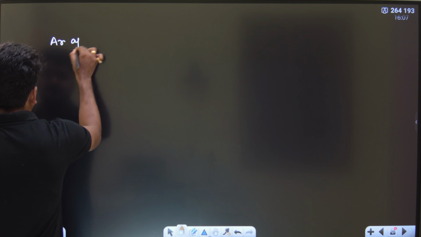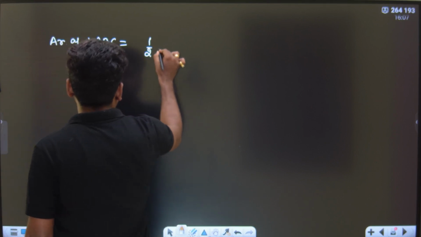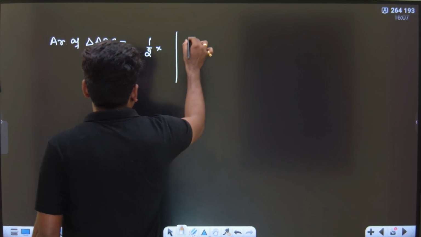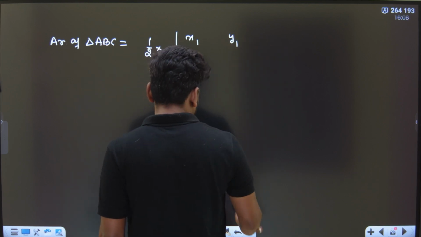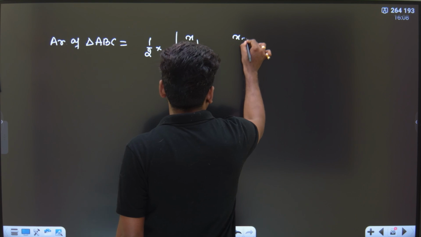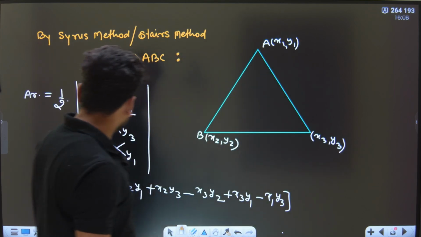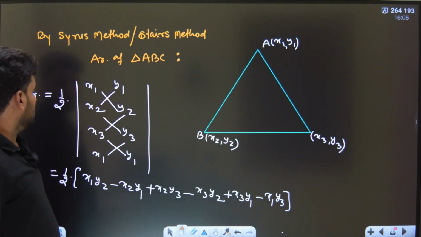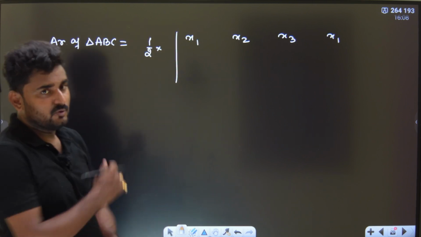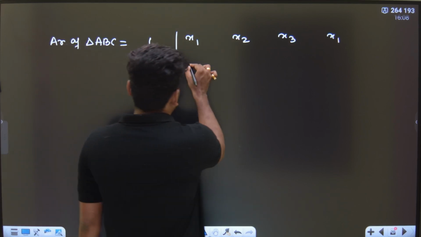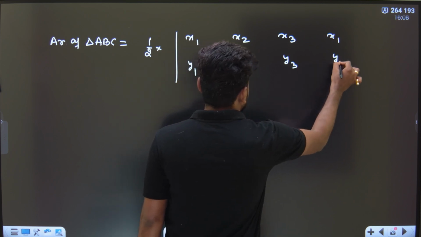like that, area of triangle ABC. Again we can write 1 by 2 into x1 x2 x3, and then again I will write x1. Because here I have written x1 y1, x1 x2 x3, then x1, so we can also write it horizontally. Now, y1 y2 y3, and this is your y1.